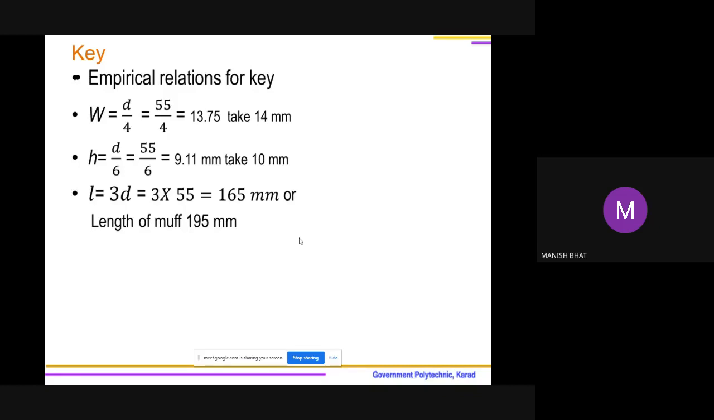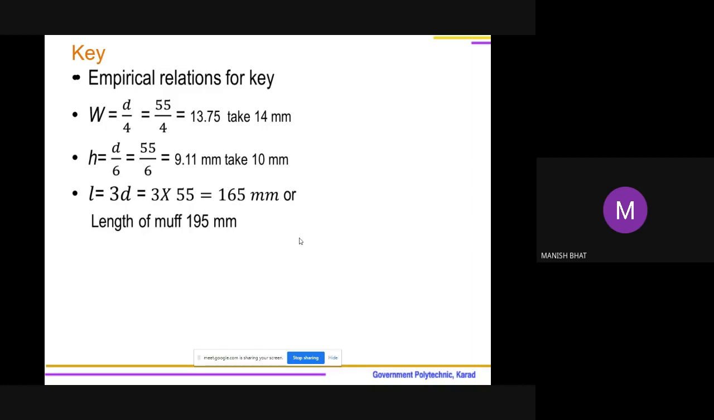To select the standard size of the key, there used to be an IS standard. From the IS standard, we are supposed to select that. But here we will be selecting 14 mm, which is the standard available. So 14 millimeter will be the width of the key. Height is empirically taken as d by 6. So 55 divided by 6 comes out to be 9.11. We'll be taking 10 millimeter. So we will be requiring a key of 14 by 10.